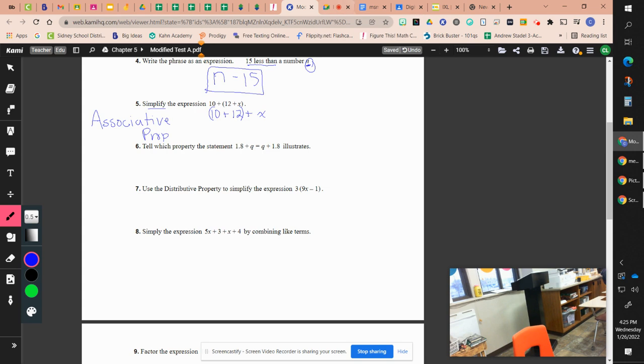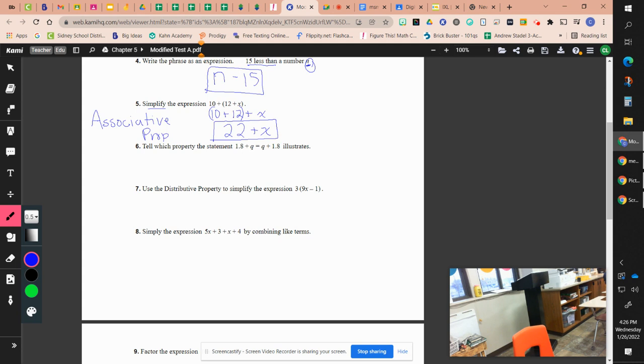So when it says simplify the expression, it just means add together what you can. And the like terms are these two constants, the 10 and the 12. So we have 22 plus x. And since we don't know the value of x, they didn't tell us, and we don't have an equal sign, then that expression is as simple as it can get at 22 plus x. Okay? So there's that one.